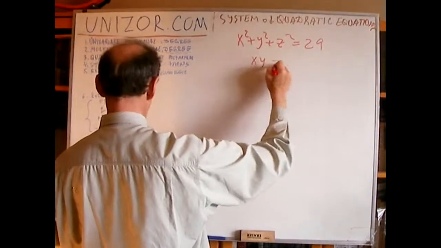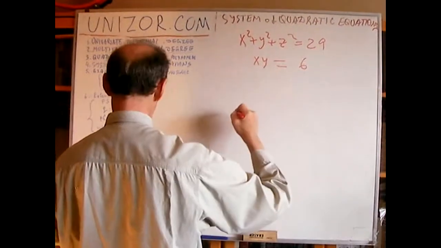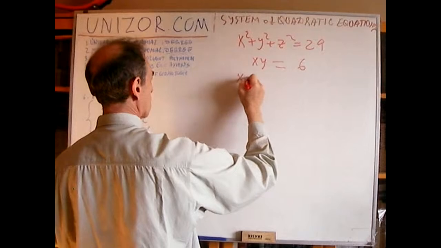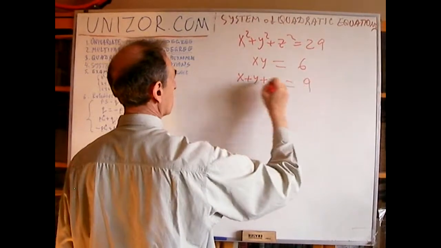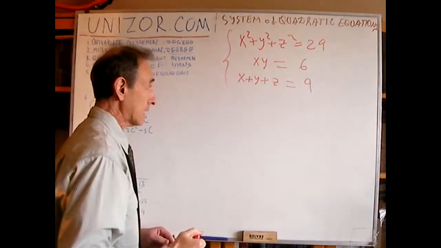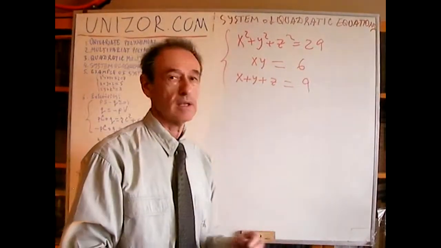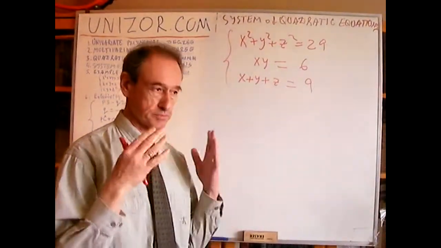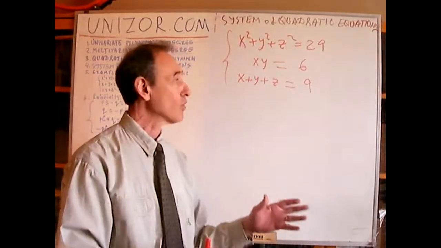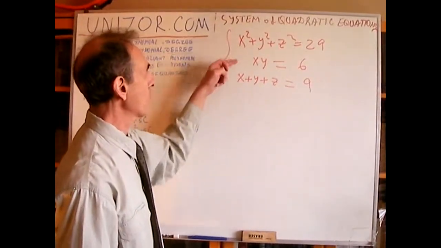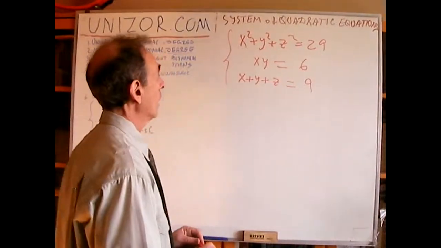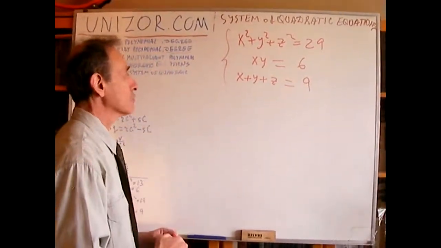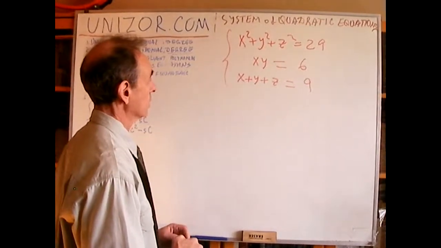xy equals 6, and x plus y plus z equals 9. Well, again, this is not exactly a system which we can solve blindly using some approach, because I have 2 equations of the 2nd degree and 1 equation of the 1st degree. However, I might actually try to do something about it.